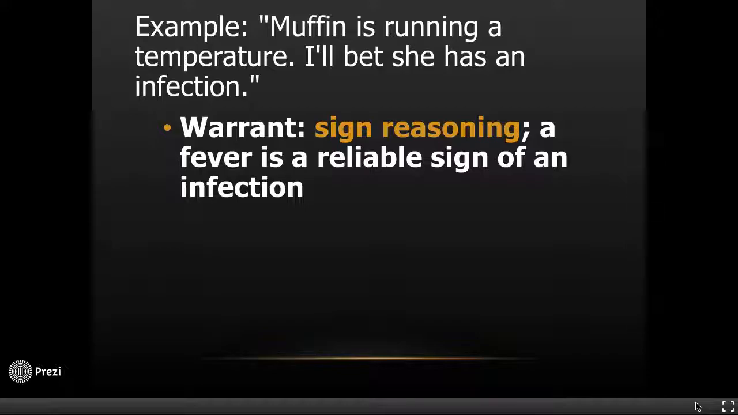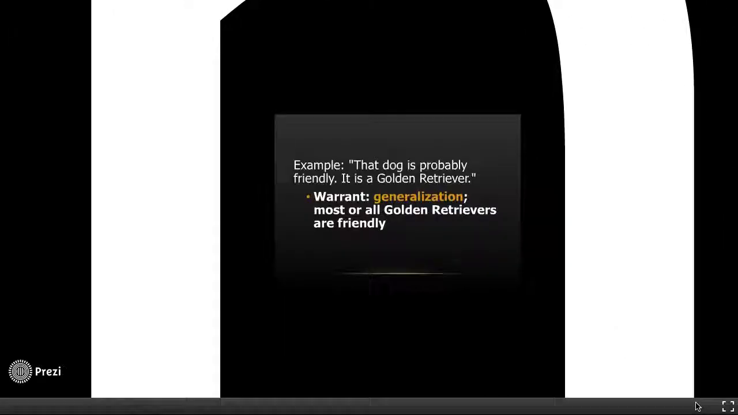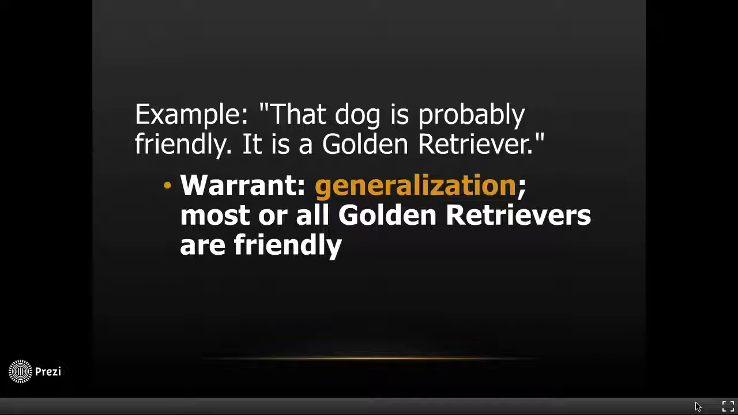So temperature here is going to be our evidence. Our claim is I bet she has an infection. The warrant is sign reasoning: a fever is a reliable sign of some kind of infection taking place. Now a generalization being made: that dog is probably friendly. It's a golden retriever, so we have a generalization that most or all golden retrievers are friendly. Since that dog is a golden retriever, it must be friendly too.